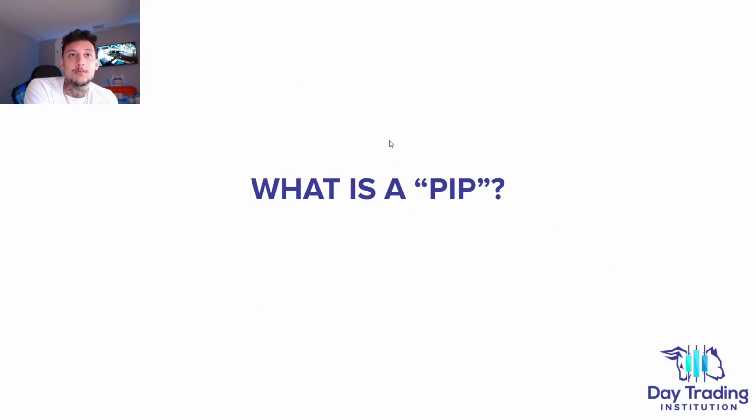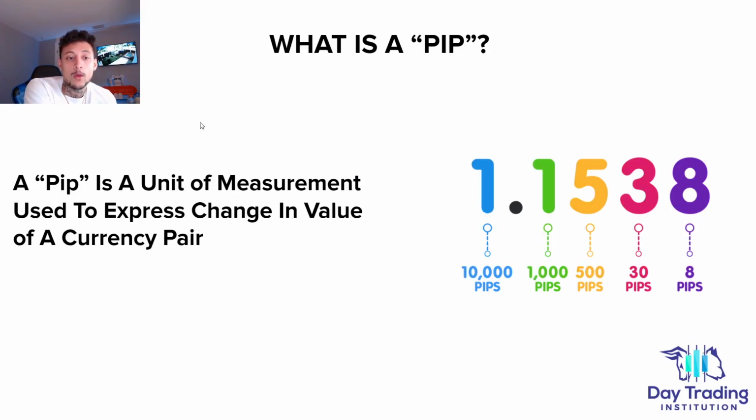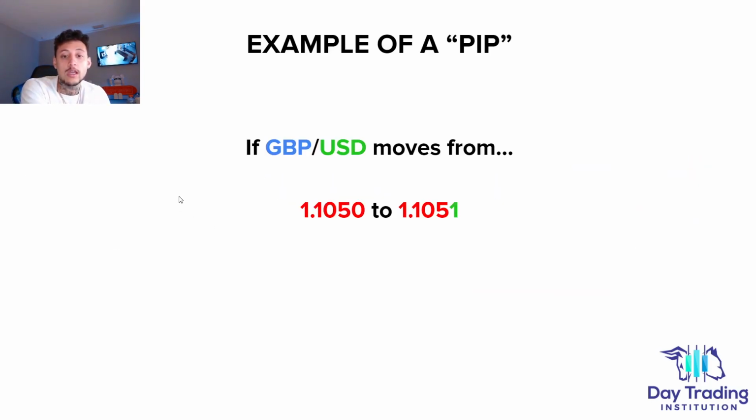So what is a pip? You're going to hear me refer to a lot of these terms throughout the course. A pip is a unit of measurement used to express a change in value of a currency pair. When we talk about pips, we're really referring to how much a specific currency pair has actually moved. So you may hear me say in one of the videos, hey, gold dropped 50 pips, and that's how we measure the move and determine how big of a move it actually was.